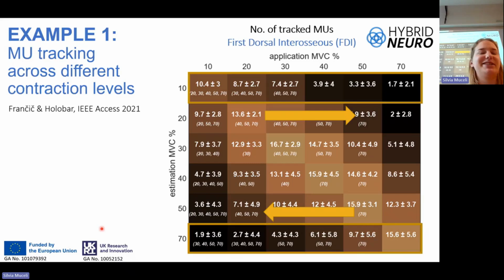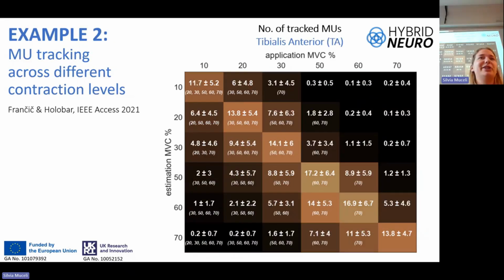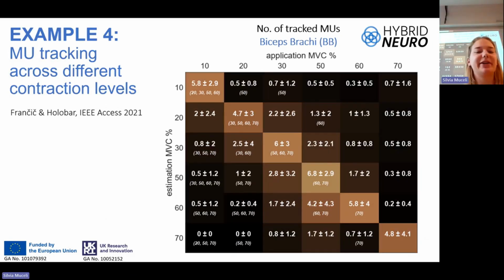But the FDI muscle has the least difficulties with those two principles. It's the best muscle to track among the three that I will show you. So the next muscle is tibialis anterior. And we can see that the crosstalk and Henneman's principle took a bigger toll here. And last, the biceps brachii muscle was even more difficult to track.